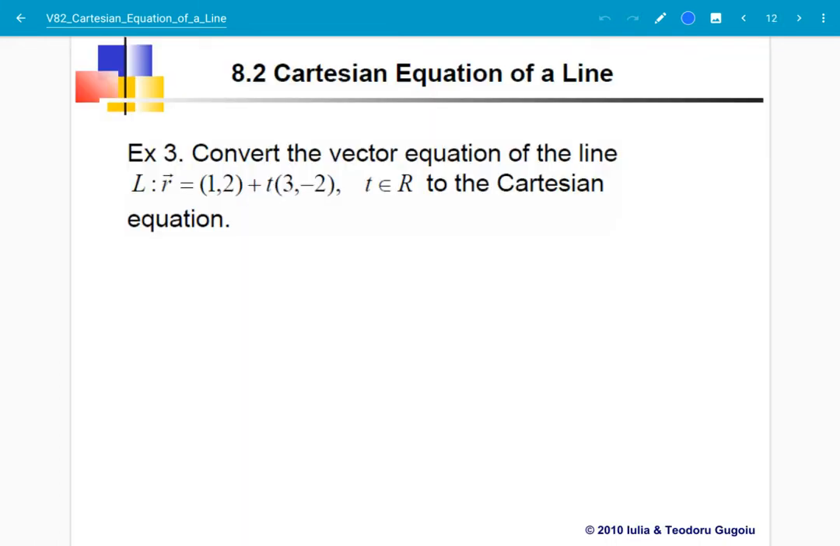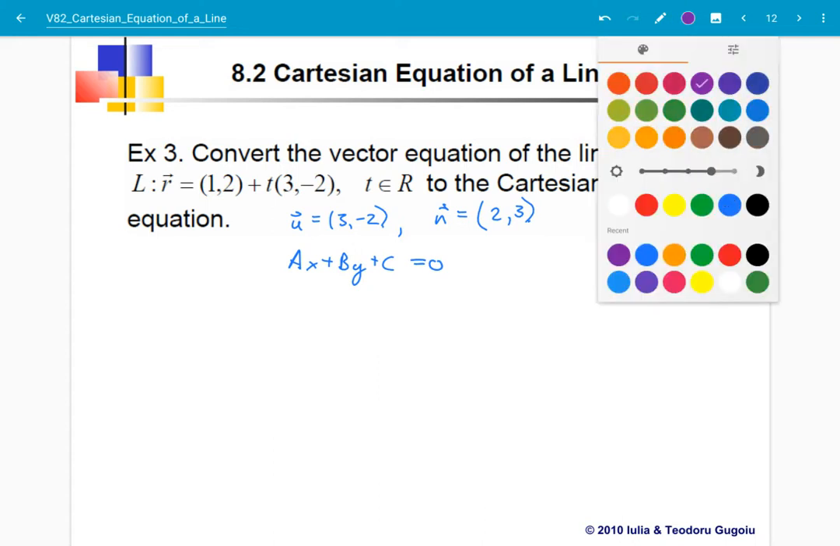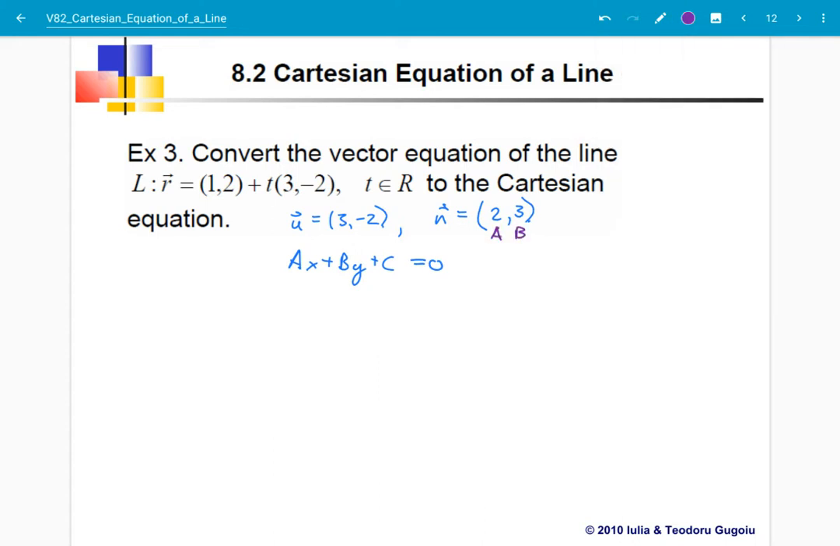Anyways, convert the vector equation of the line to the normal form. So just to make it really clear, the direction vector is this. So for the normal, we have to switch and make one positive. I see that the y is negative, so I'll make it positive. That way my normal is positive. And remember that we have this, right? Well, A and B are the normal components, right? The x and y components of the normal. So this is 2x plus 3y plus c is equal to 0.